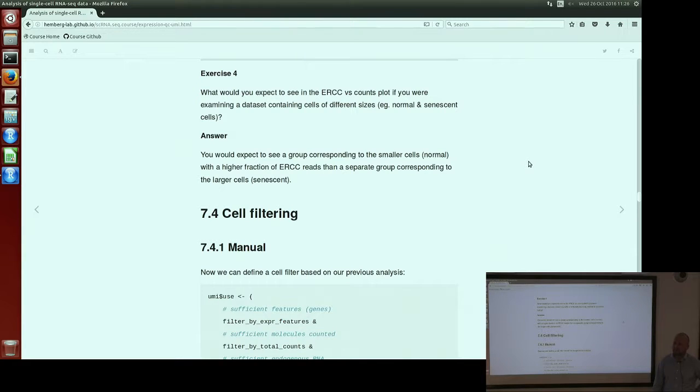Is there any guideline or criteria for the proper amount of ERCC for cells? Okay, so the question is, what's the amount of ERCCs we should add to the cells in the experiment? I'm not sure about that. Tallulah, can you comment on this, on the amount of ERCCs that should be used?